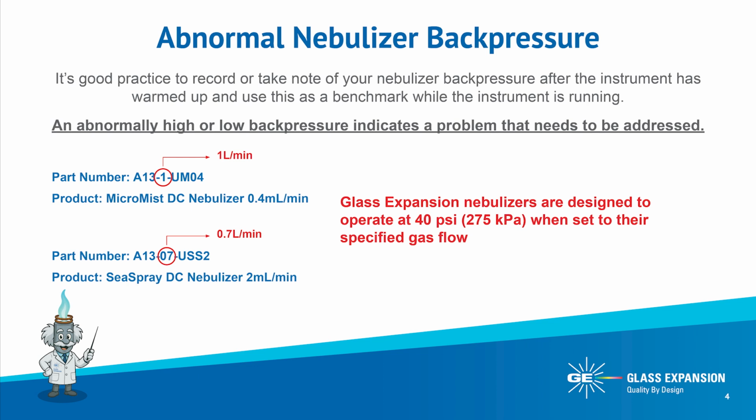At the specified flow rate, Glass Expansion nebulizers are designed to operate at 40 psi, or 275 kilopascal. Thus, your benchmark backpressure should be close to 40 psi. This value may deviate slightly depending on your instrument optimization and method parameters, but it should be approximately 40 psi.